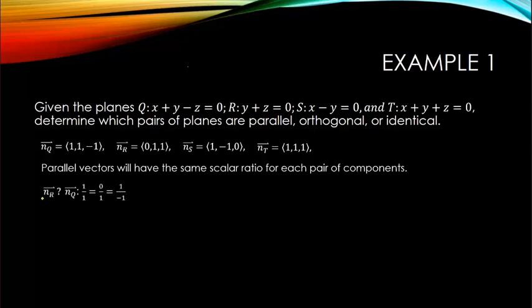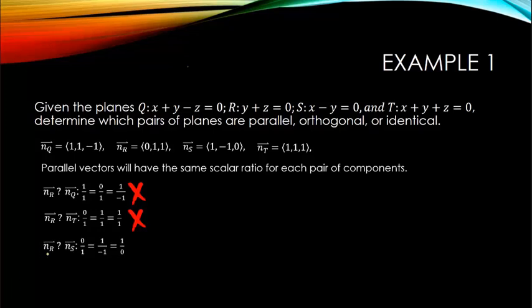So comparing the normal vector for plane R with the normal vector for plane Q, my component ratios are 1 over 1, 0 over 1, and 1 over negative 1. These are not equal ratios, so my vectors are not parallel and they won't be identical either. The normal vector with respect to R and the normal vector with respect to T have the component ratios 0 over 1, 1 over 1, and 1 over 1. In this case, the two planes are not parallel and they are not identical.